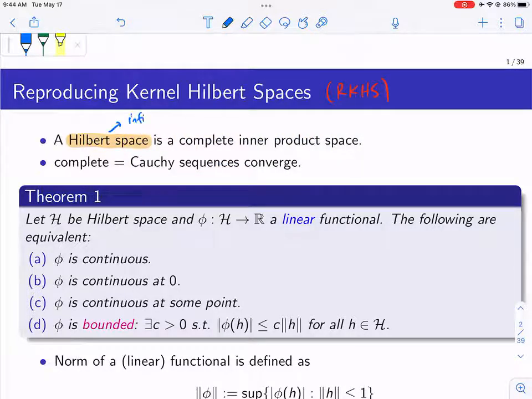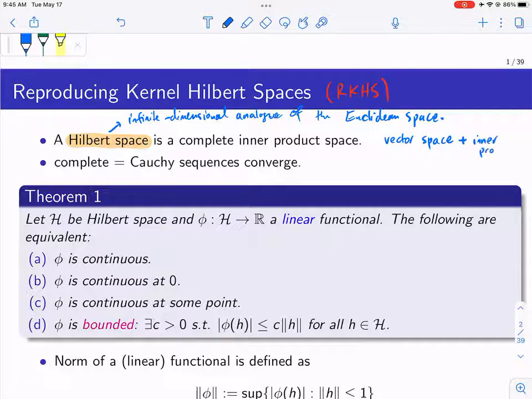A Hilbert space is like the infinite dimensional analog of the Euclidean space. So what it means is that it's a vector space endowed with an inner product.